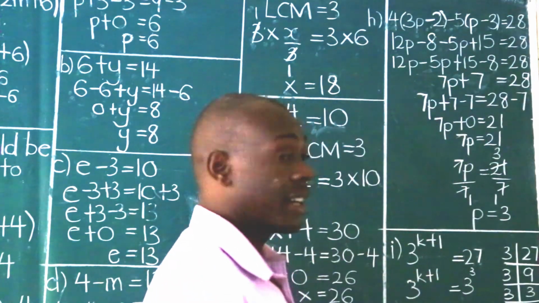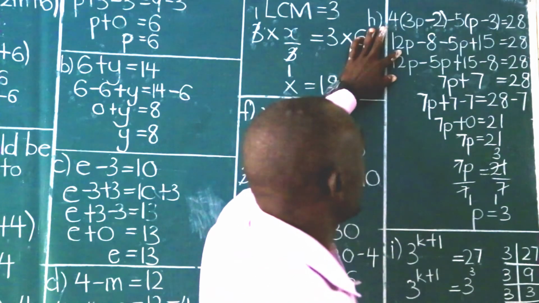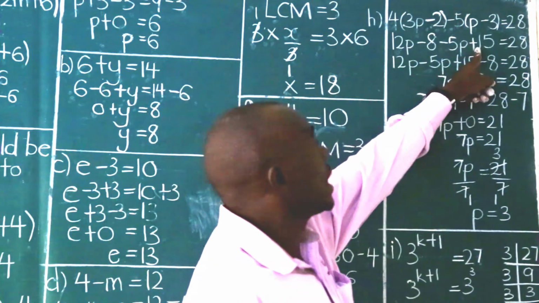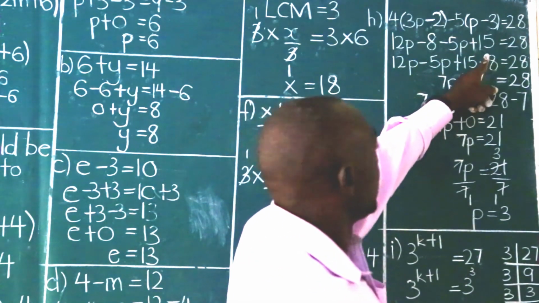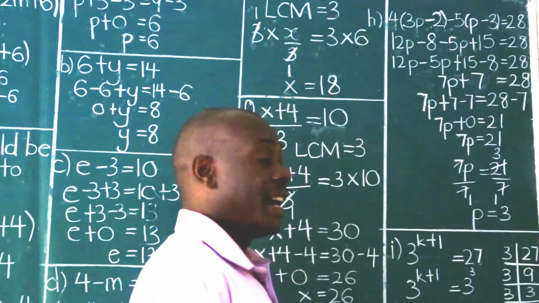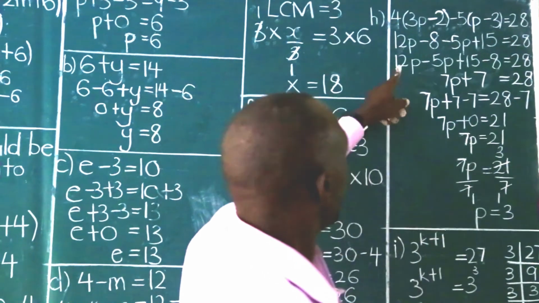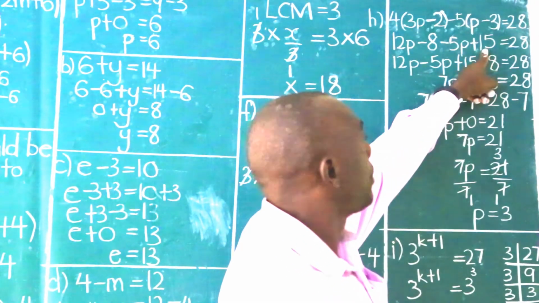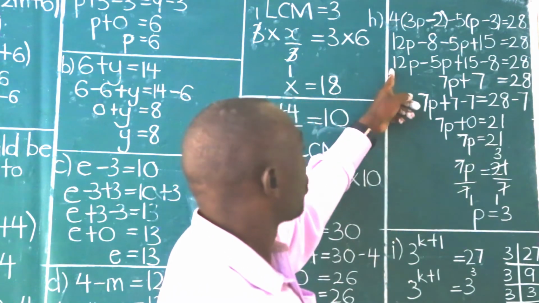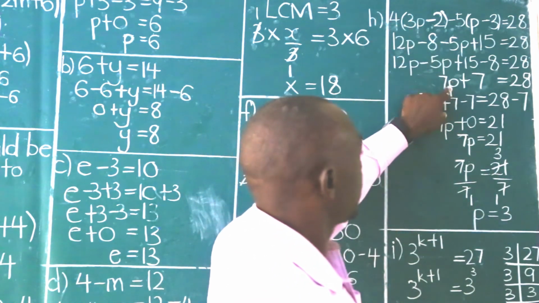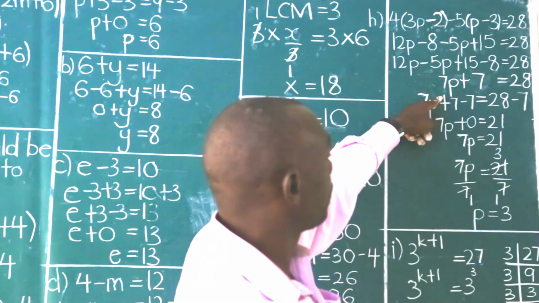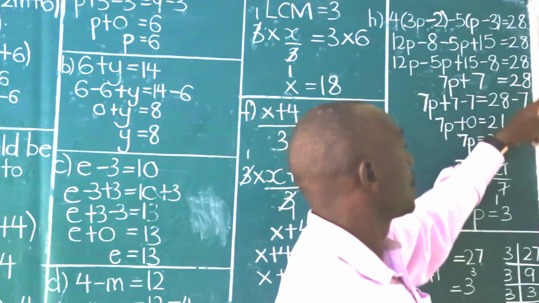Then gather the p's together. That's what is called collection of like terms, and the non-p's together. That is 12p minus 5p plus 15 minus 8. We normally begin with those with pluses. That's why I started with plus 15 before the negative 8 came. So 12p minus 5p plus 15 minus 8 is equal to 28. And now 12 minus 5, both are p's, that's 7p. And 15 minus 8, you get 7. The new simplified equation is 7p plus 7 is equal to 28.